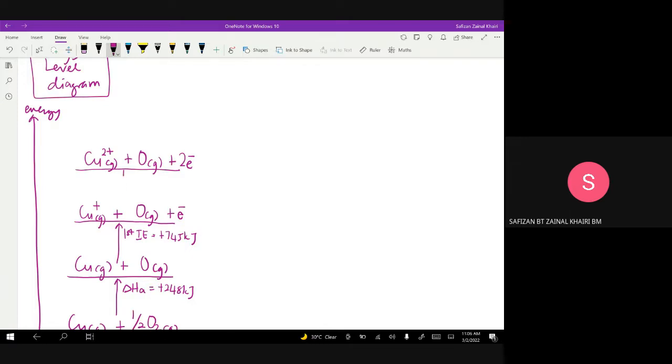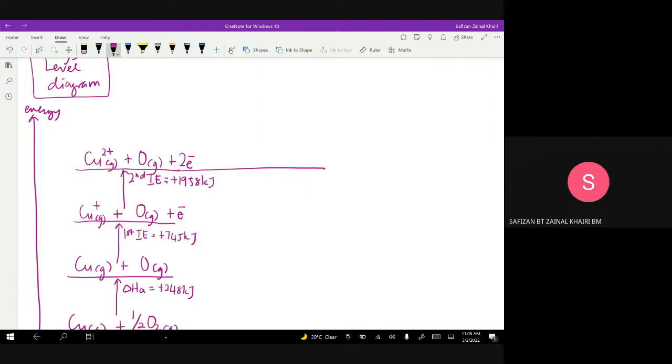Okay, so kat sini proses dia adalah second ionization energy. The value is positive 1958 kilojoule. Okay, sekarang dah selesai untuk copper ion. Copper ion jadi copper 2 plus. Okay, saya tarik arrow. Garis tu ke hadapan sedikit.